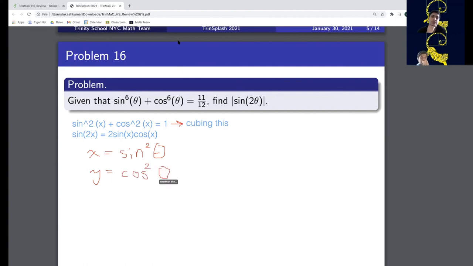Mm-hmm. Sorry, my mouse. If it's easier to type it, that's also fine. I know, I just prefer writing. I think it's a lot cleaner.